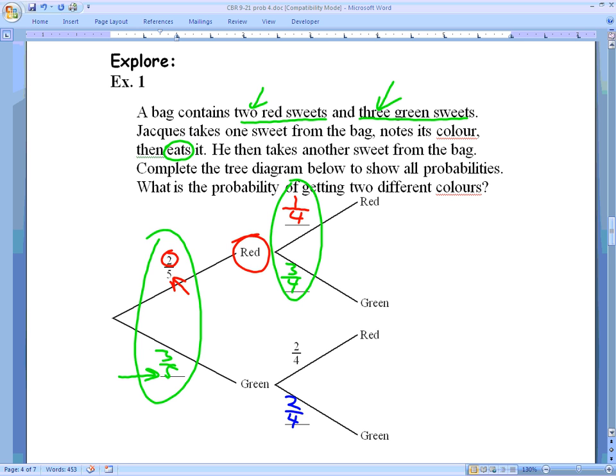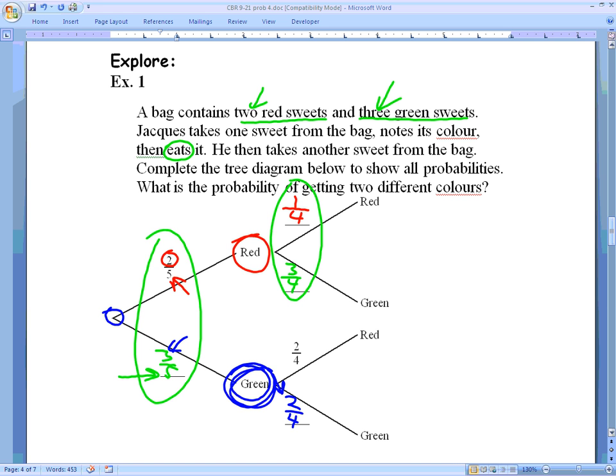We can also see that if we follow the path down here from the start, there were 3 green sweets out of 5. We ate a green sweet right here. So that means that from the 3, we subtract 1, and we now only have 2 green sweets, a total of 4 sweets.